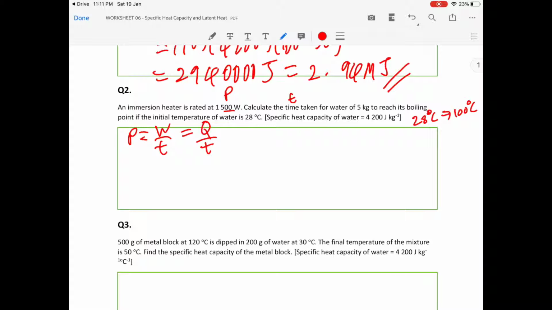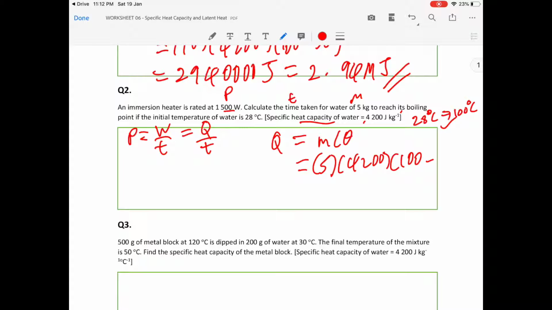So let's write out the equation again. Since there's a change in temperature, and remember, with latent heat there's no change in temperature, it's definitely a specific heat capacity question, and because they gave us the specific heat constant, Q equals mc theta. So what is Q? Q is not given. Mass m is given as 5 kilograms. c is 4,200. Theta is 100 minus 28 Celsius. Again, just take bigger minus smaller.